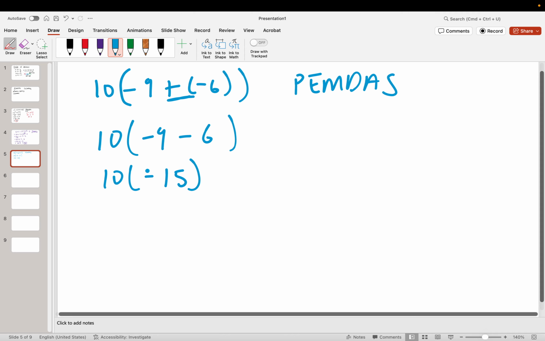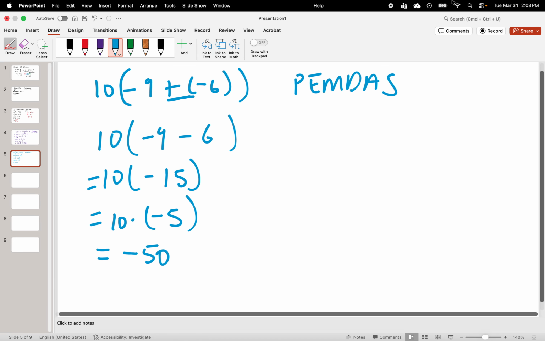Now, is there anything left to do inside the parentheses? No, right? So I can just write this as a multiplication if I wanted to, but it's basically 10 times negative 5, which is negative 50. Sweet. So that is it for order of operation. JK, so it's actually negative 15, so 10 times negative 15, which is negative 150. Okay.